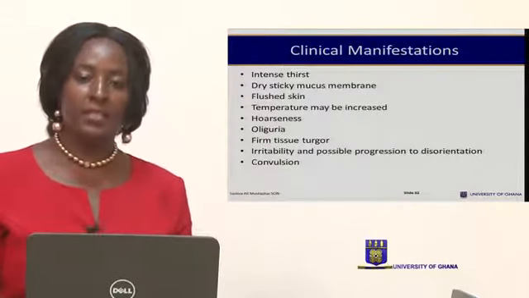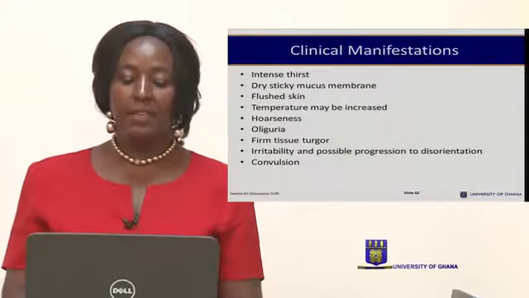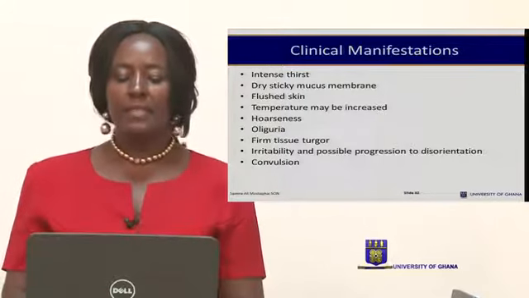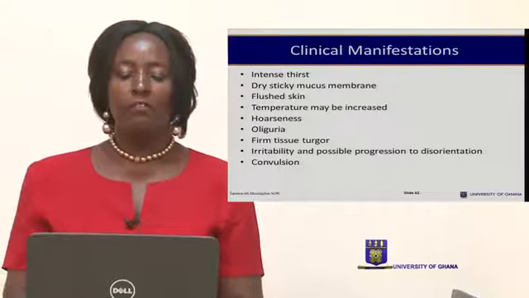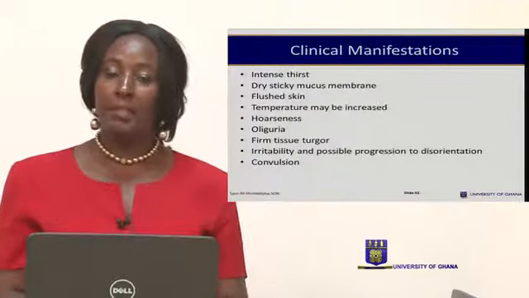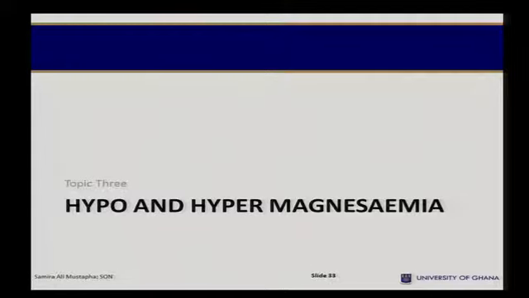Clinical manifestations. We have an intense thirst or excessive thirst. We have dry and sticky mucous membrane. We have flushed skin. We have temperature may be increased. There will be decreased urinary output. The skin turgor may be firm, and the newborn may be irritable, and they could also result in convulsion.